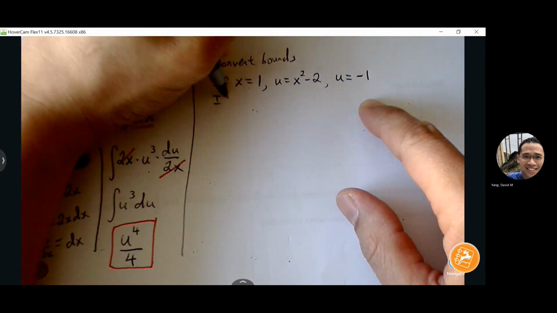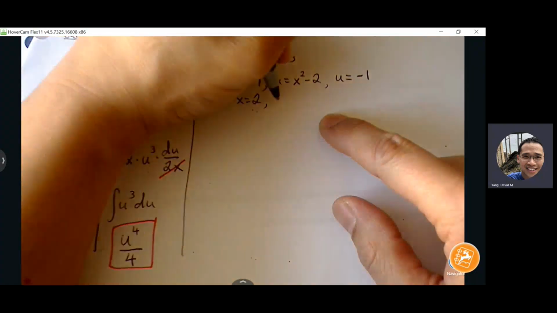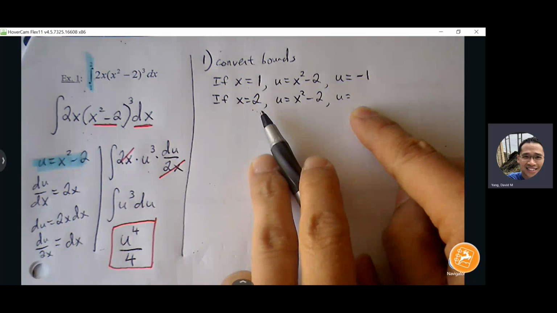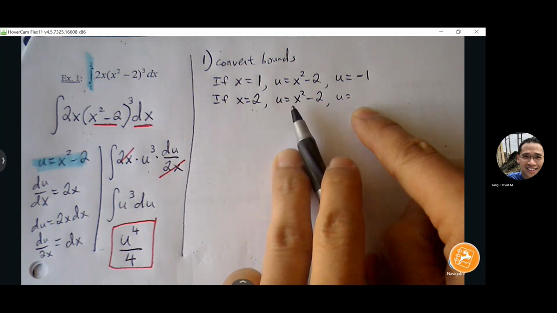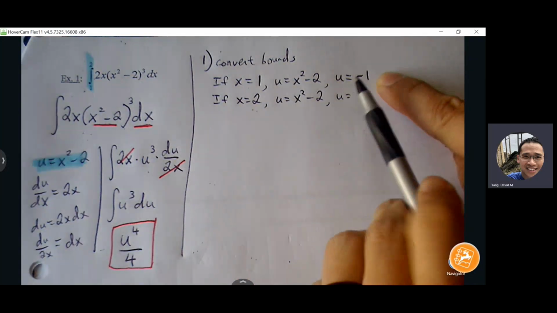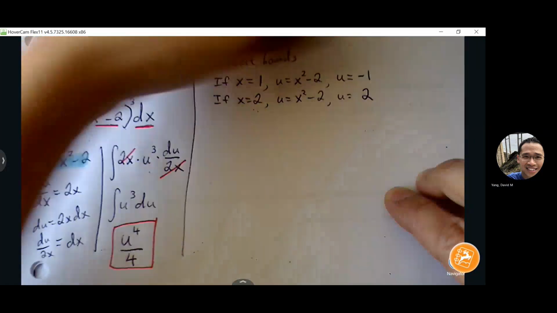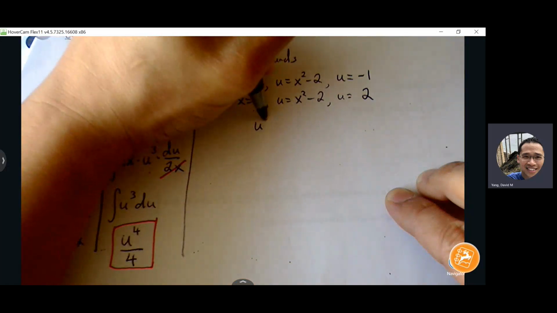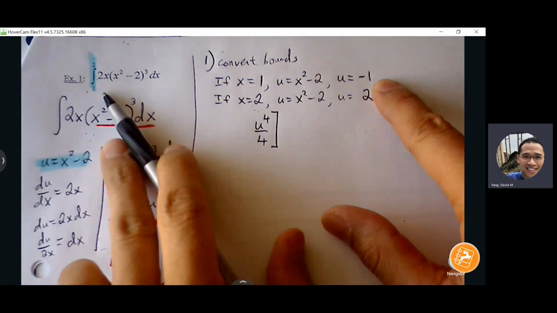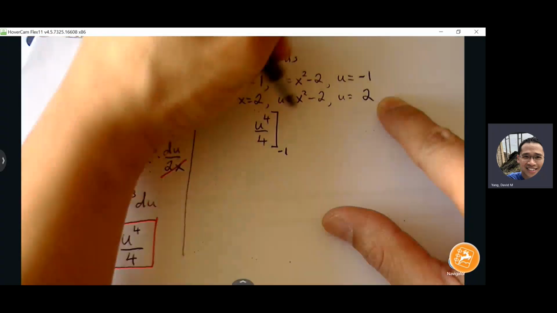Okay. If x equals 2, right? If my upper bound is 2, I push it through the conversion. What's my new converted u value? 4 minus 2, which is 2. So now you have your adapted lower bound and you have your adapted upper bound. So now you're ready to work the problem through. u to the 4th over 4, bracket. Your lower bound was 1, and now your new lower bound is negative 1. Your upper bound was 2, now your new upper bound is 2.